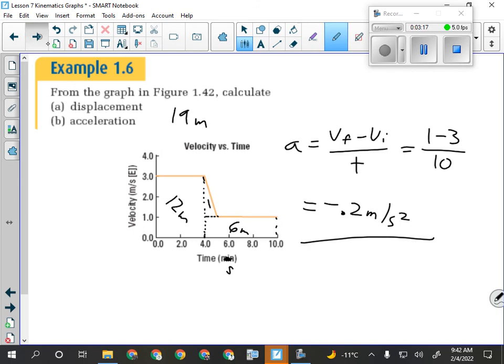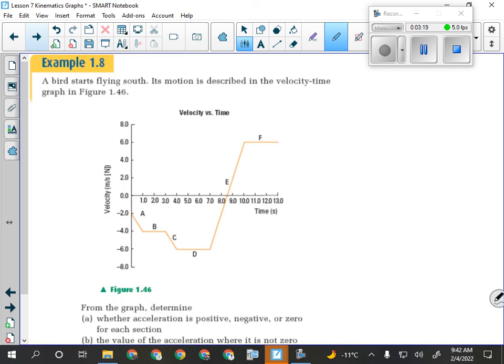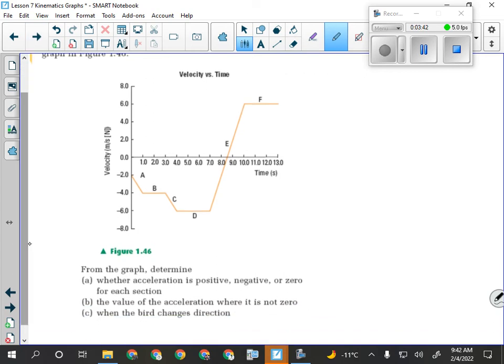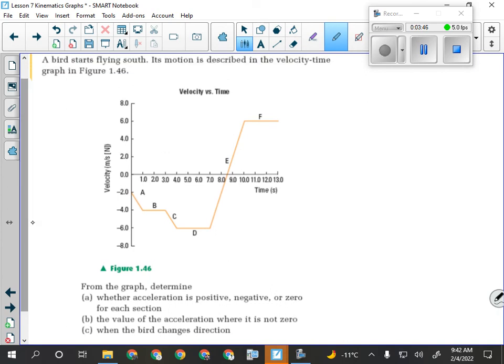Now I want you to look at this graph. I always ask a question like this on the unit exam because it really tells me who reads and interprets graphs the best. It's kind of my question that separates the wheat from the chaff. So in this graph, the first thing they want us to do is determine whether acceleration is positive, negative, or 0 in each section.